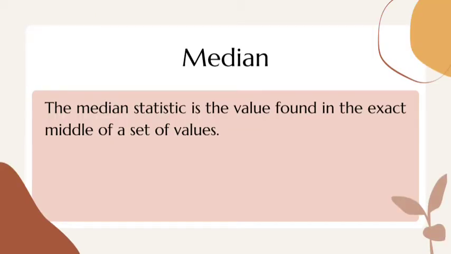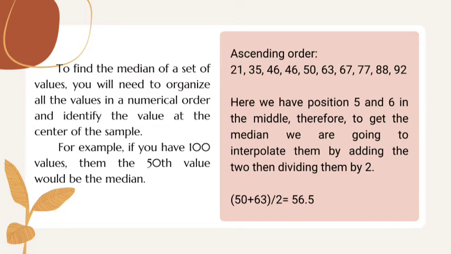In median, the median statistic is the value found in the exact middle of a set of values. To find the median of a set of values, you will just need to first organize all the values in numerical order and identify the value at the center of the sample. For example, if you have 100 values, then the 50th value will be the median.